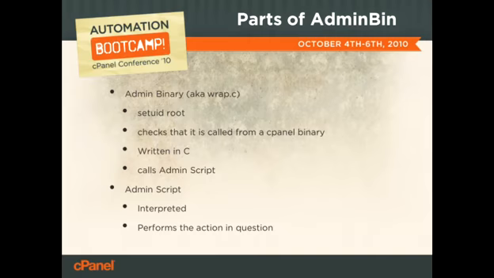When you're working with the AdminBin and cpwrap system, there are a few parts you need to be concerned with. You have the cPanel AdminBin module, which provides you the method interfaces for executing the admin binary. The admin binary is responsible for two things. One, it's responsible for escalating privileges and ensuring that it's called from an allowable source. And two, it's responsible for executing the script, which is written in Perl or PHP or whatever language you want, to perform the action you want to have executed.